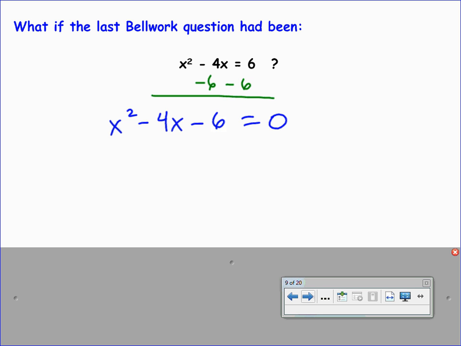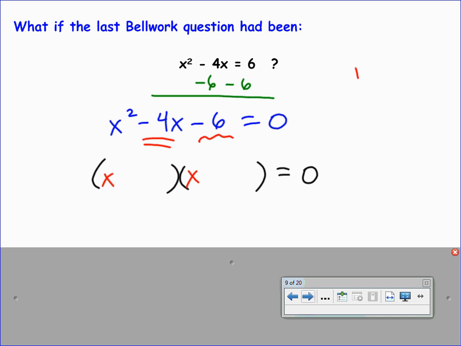I'll set up my pairs of parentheses and see if we can't undo FOIL to generate the factors of this, so I can set each individual factor equal to 0 and solve separately, just like number 4 from the Bellwork. As I scan this problem, since my first is x squared, my only choices for the first entries in the binomials are x and x. I scan the last, and I know my entries for the last must multiply to give me 6, but sum to give me that middle term, the negative 4.